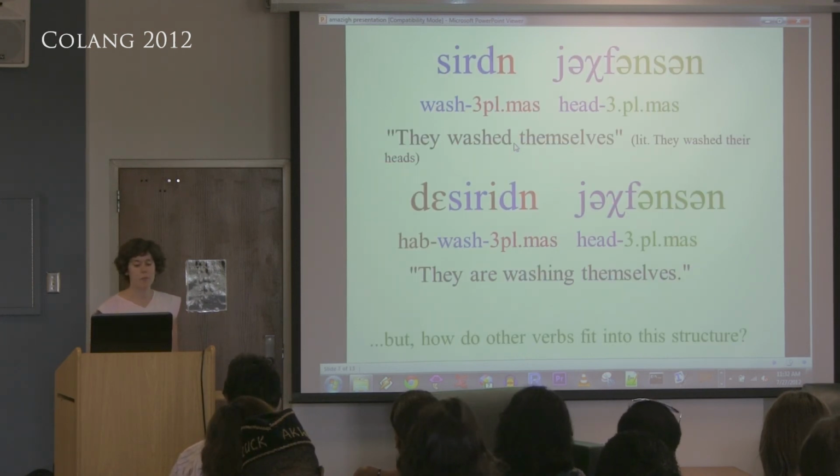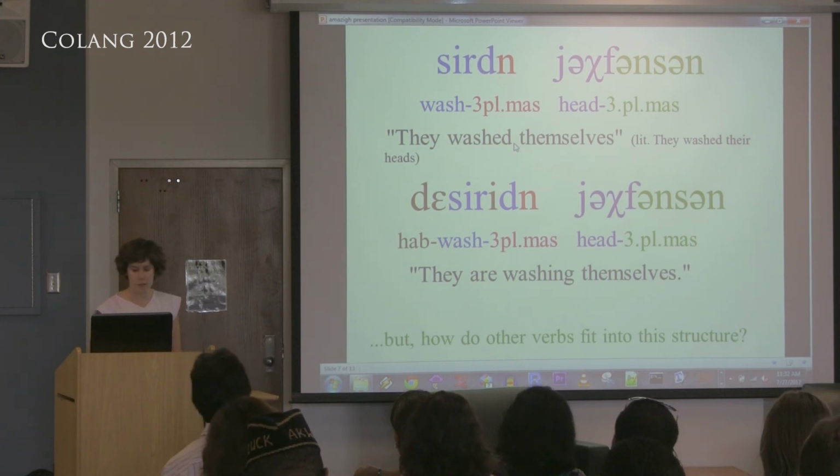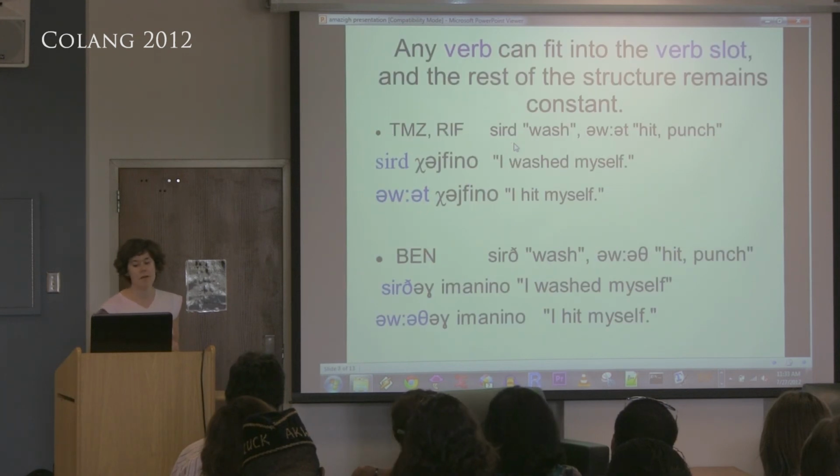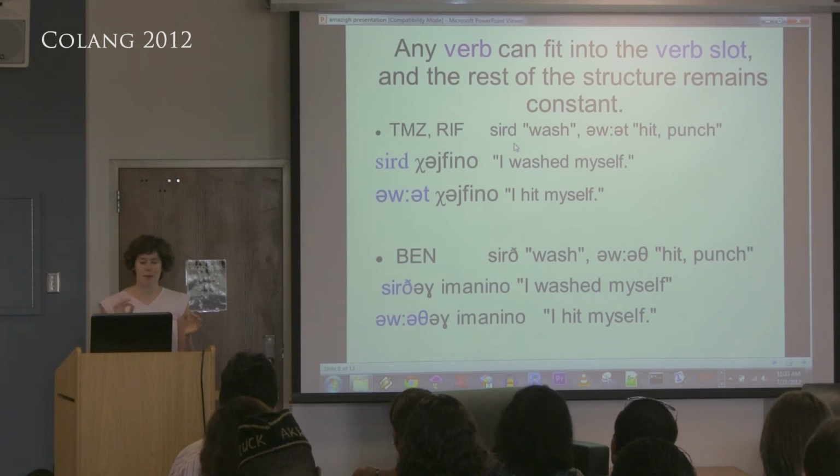So in plural, we see the plural marker, which is n, which we see in all kinds of noun plurals, and here we see it on the verb. Okay, and the sentences all stay the same, so you can really fit any verb into that slot. So, I wash myself. You can actually change to wet, or I hit myself. You can just switch out verbs. And same with Yamin's dialect. Sir de Imanino can just become Iwet de Imanino.